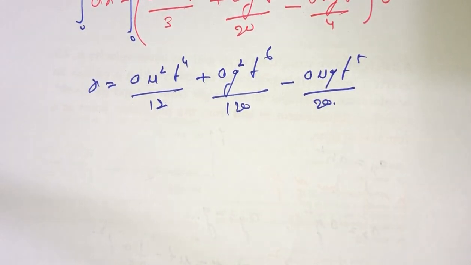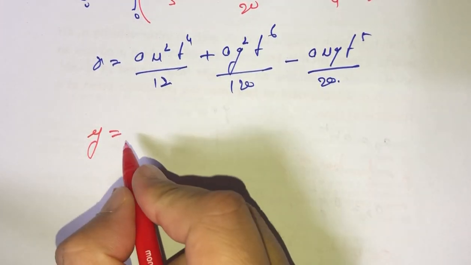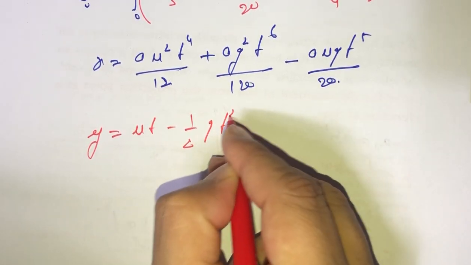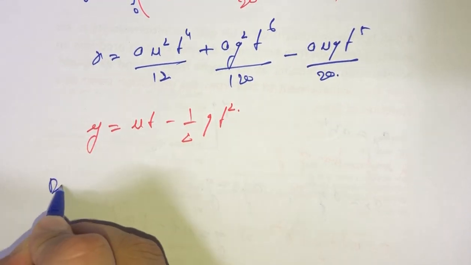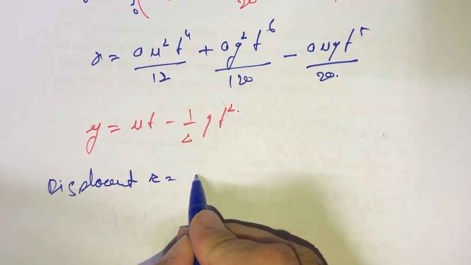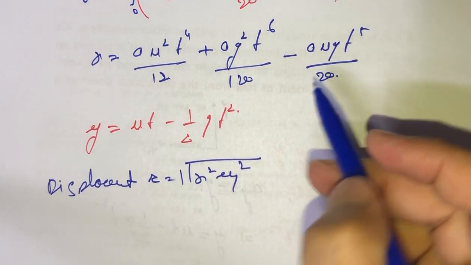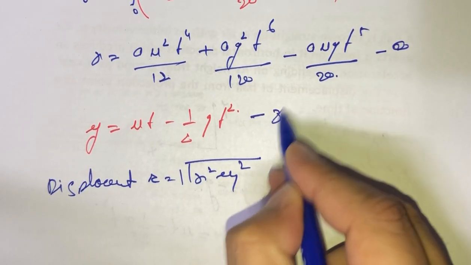So we have both the coordinates of the ball. We have the x coordinate and we already found the y coordinate. The y coordinate was y is equal to ut minus half gt square. So we can say that displacement r will be equal to the square root of y square plus x square, where the values of x and y are given by equation 2 and equation 3.